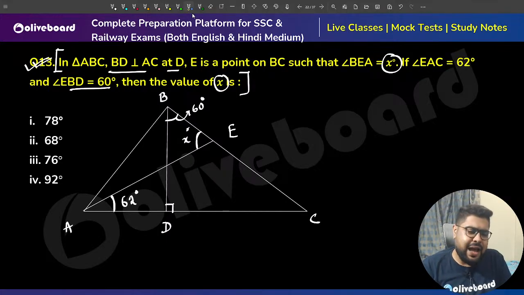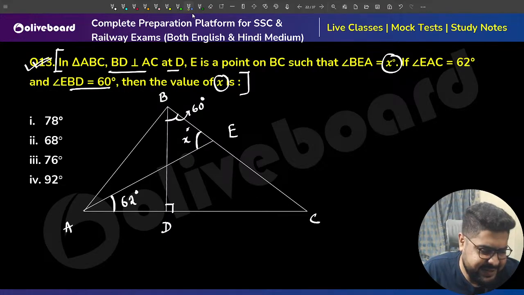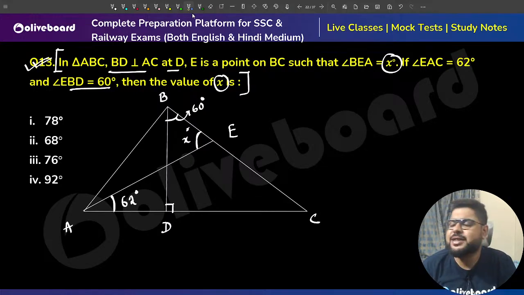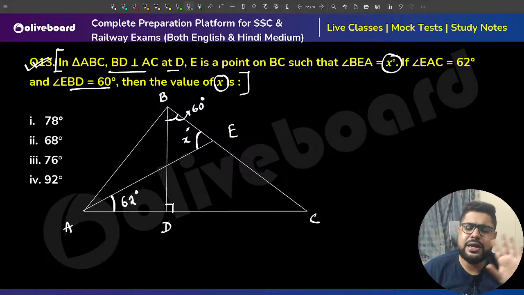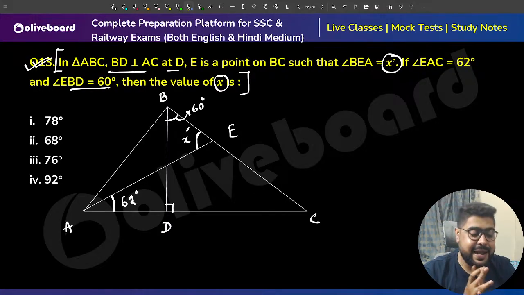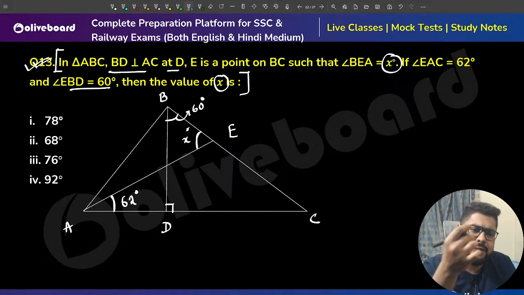Anyone, how can this question be solved? You don't need anything out of this world, anything extraordinary. It's a very simple question. I can give you one hint: take two triangles and take the angles. No shortcut, nothing is required. The question itself is a shortcut.